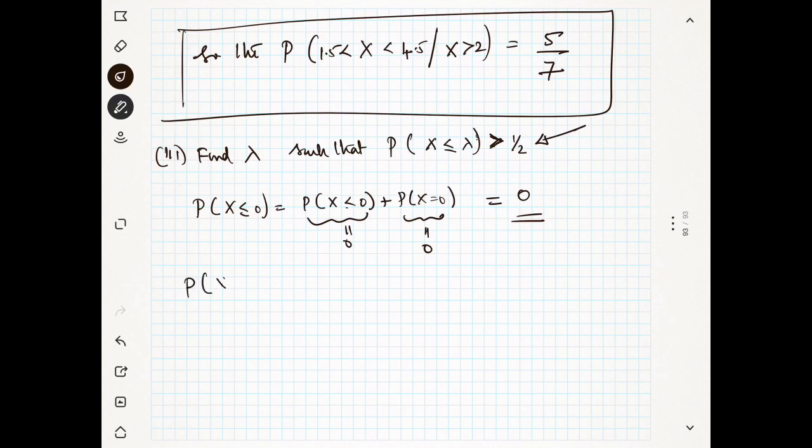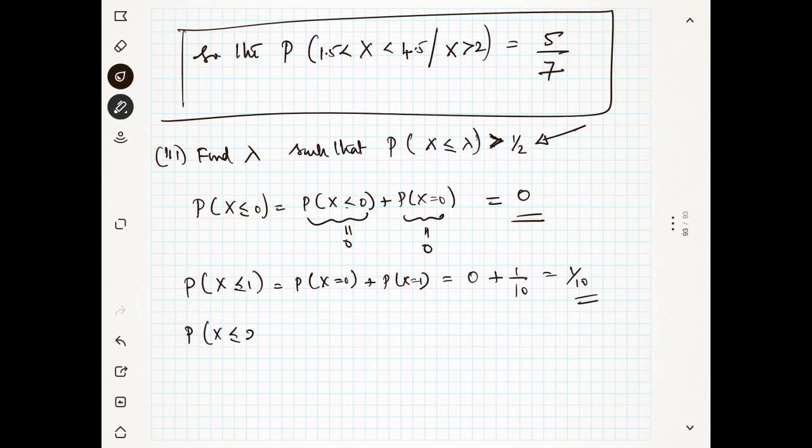Now we will see the probability of x less than or equal to 1. It's nothing but the probability that x is equal to 0 plus the probability that x is equal to 1. So it is 0 plus the probability that x is equal to 1, which is 1 by 10. And 1 by 10, if you compare with 1 by 2, 1 by 2 is greater than 1 by 10. So it is not the correct answer. So lambda is not 1.